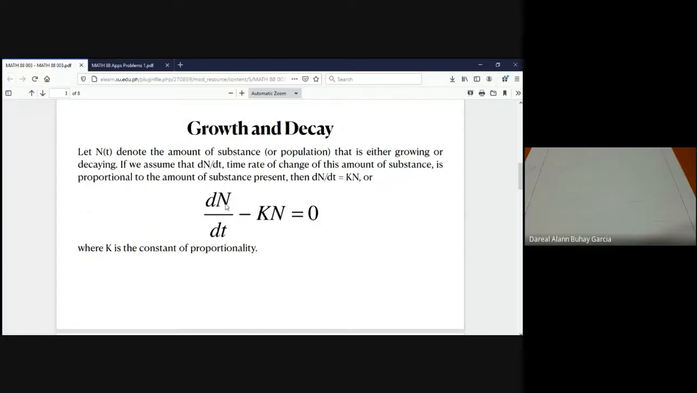So, if we substitute N by Y and t by x, we get dy over dx minus ky is equal to 0. So, what kind of differential equation is this? What do you think? Or what methods can be used to solve growth and decay functions, such as this one? What type of DE class?